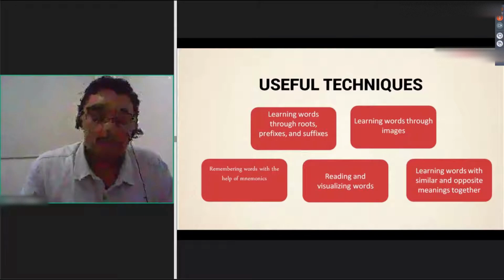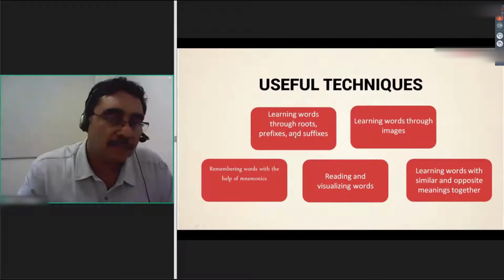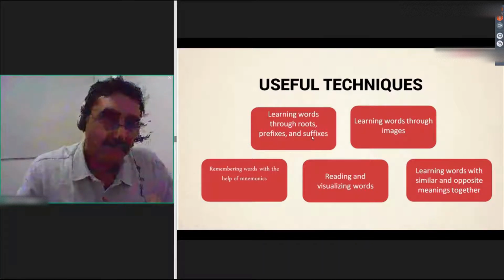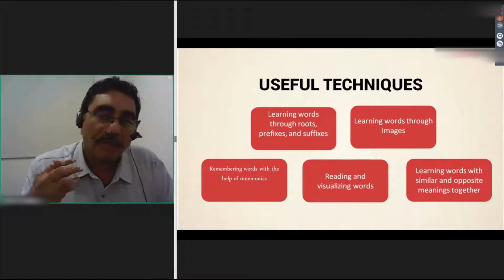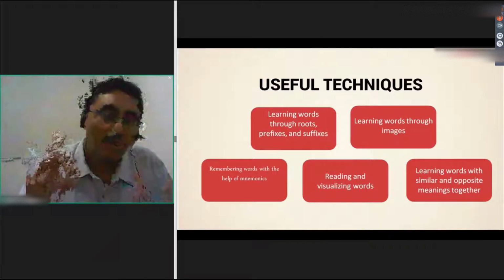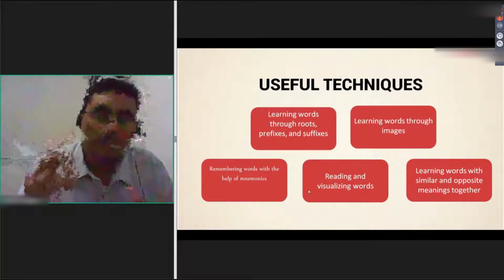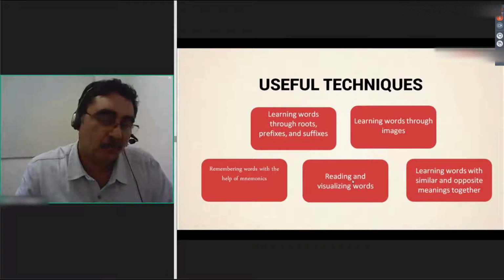Some useful techniques are learning words through roots and prefixes and suffixes, but note that not all words have good roots or prefixes or suffixes. Whatever words in GRE have prefixes and suffixes, learn them that way. Most of the words can be learned through images, by which I mean an image associated with that word. If the image is good, it might help you retain the word better in your mind. It will help your recall. Use mnemonics where it makes sense, and reading definitely helps. Reading and visualizing words is the strongest approach in my opinion.